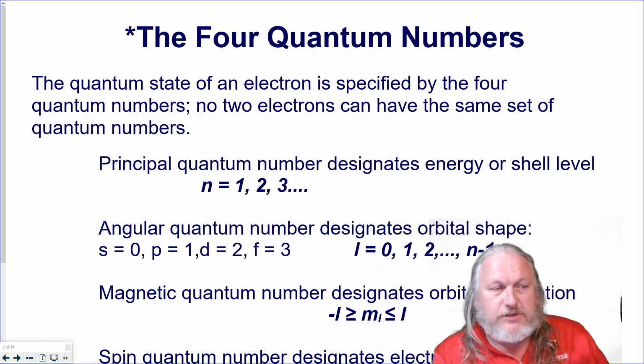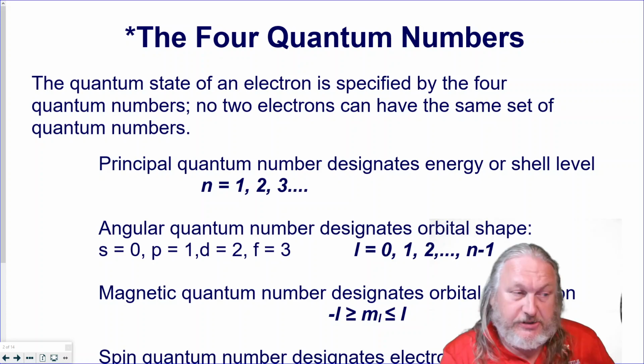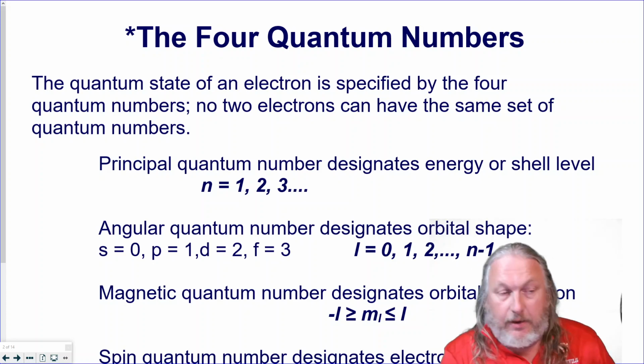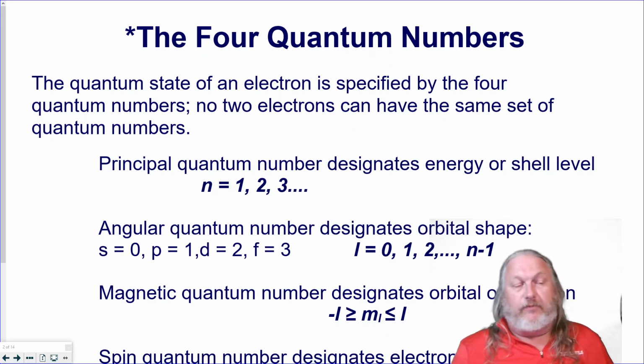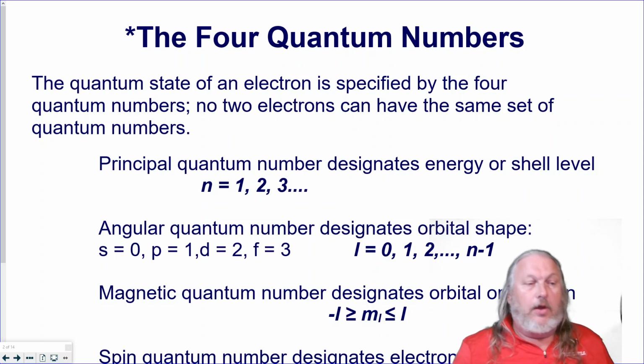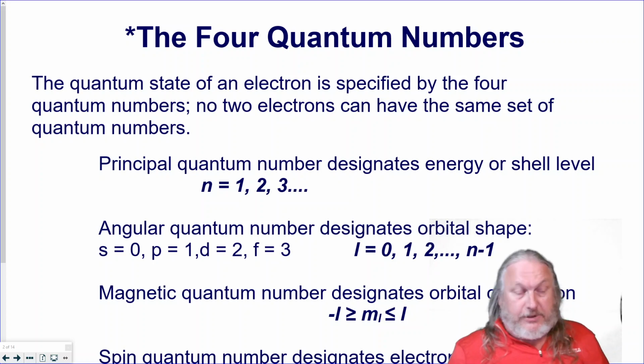So we've got the principal quantum number, and that's the first one, and it's designated by the energy shell. And that's going to be a whole number greater than or equal to 1. So it's going to be 1, 2, 3, 4, 5, 6, or 7. Right now, we only have 7 principal quantum numbers.